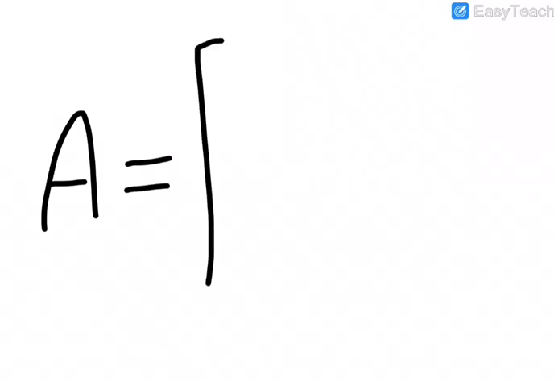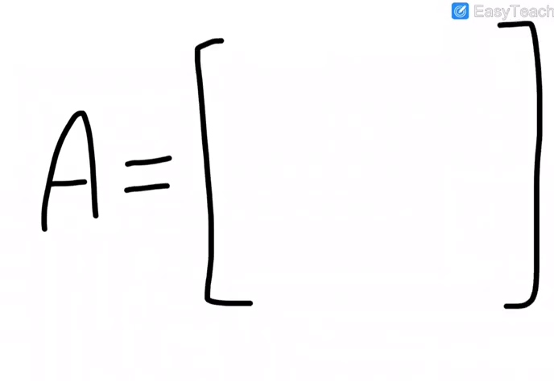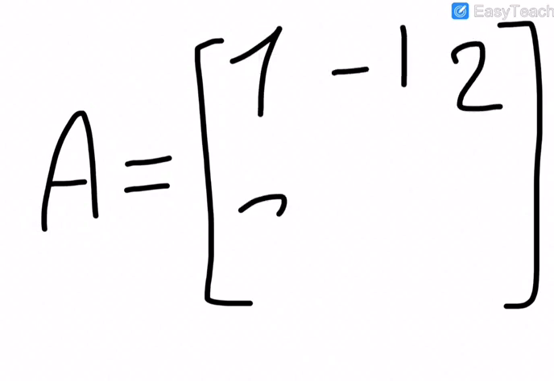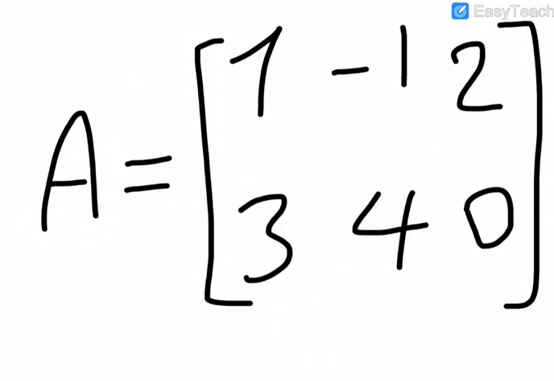We normally call matrices by capital letters like A, B, or C. Then we put two brackets, as you know, and then we put our numbers there. For example, 1, -1, 2, 3, 4, and 0. So this is a matrix A, and it has 6 elements. The numbers inside these two brackets are the elements of the matrix. The 1, the -1, the 2, these are the elements of the matrix.